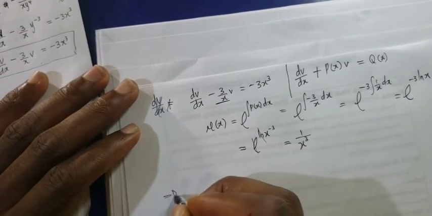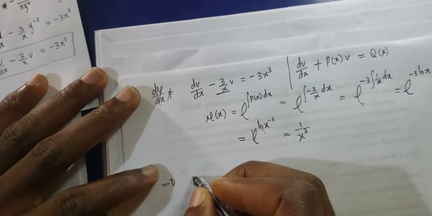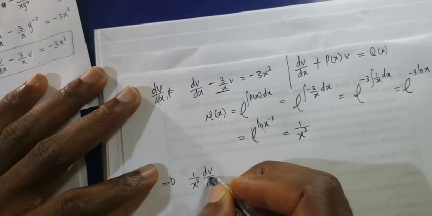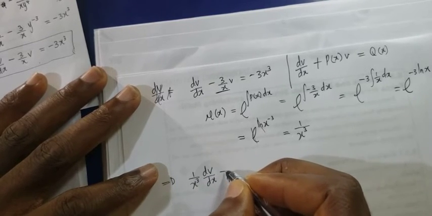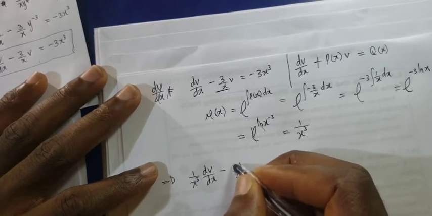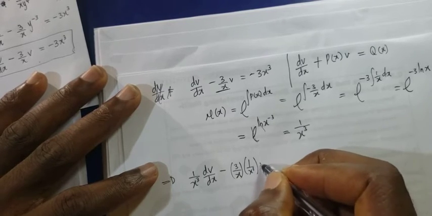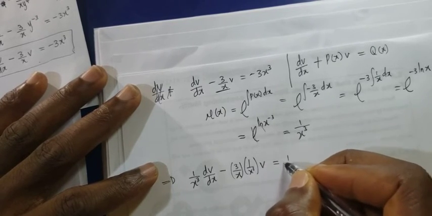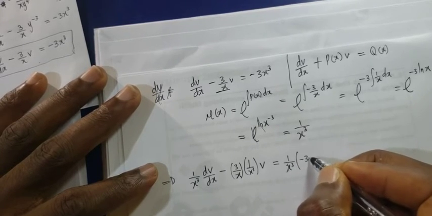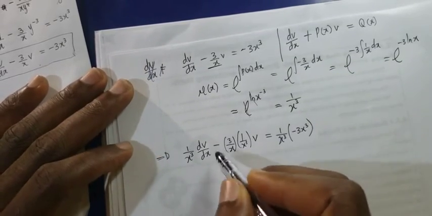When we put that here, we're going to have 1 over x cubed multiplied by dv/dx minus 3 over x times v, so we're multiplying this by 1 over x cubed, is equal to 1 over x cubed multiplying minus 3x cubed. So now we're good to go.